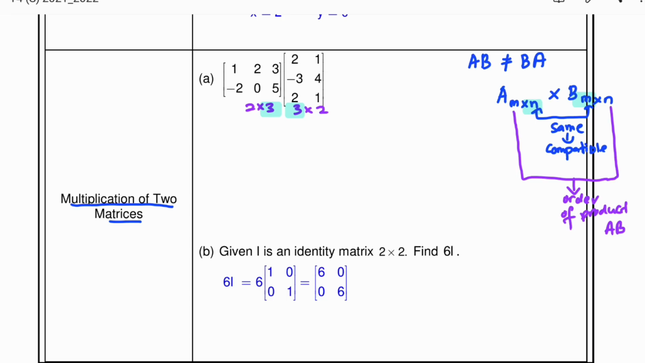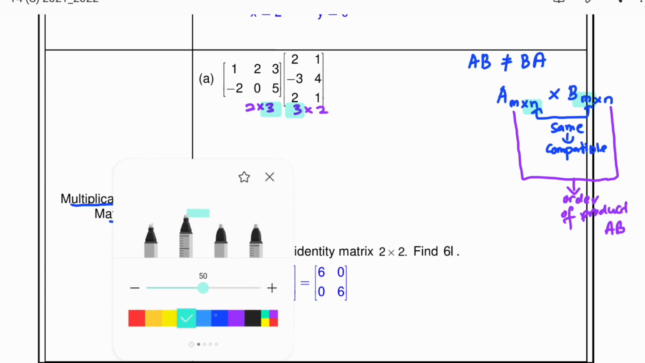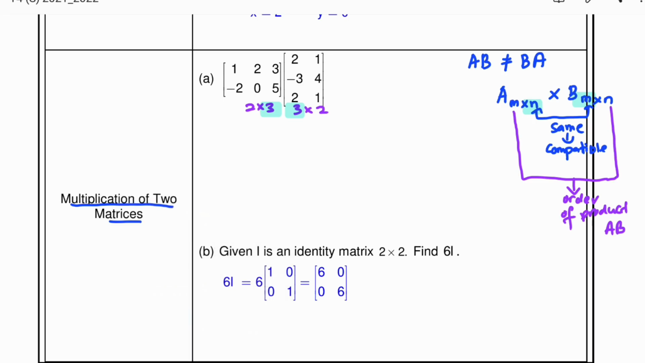Since this satisfies the condition for compatibility, you can proceed to do the multiplication of these matrices. The order of the product of the multiplication is a 2 by 2 matrix.